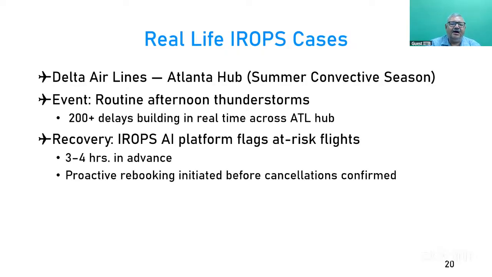So the IROPS AI platform immediately flagged the flights which are at risk. Some are not at risk because they are going away from the thunderstorm. Some are at risk because they are coming through the thunderstorm. 3 to 4 hours in advance, it flagged. And because of that, proactive rebooking was initiated by the airline before cancellations were confirmed.